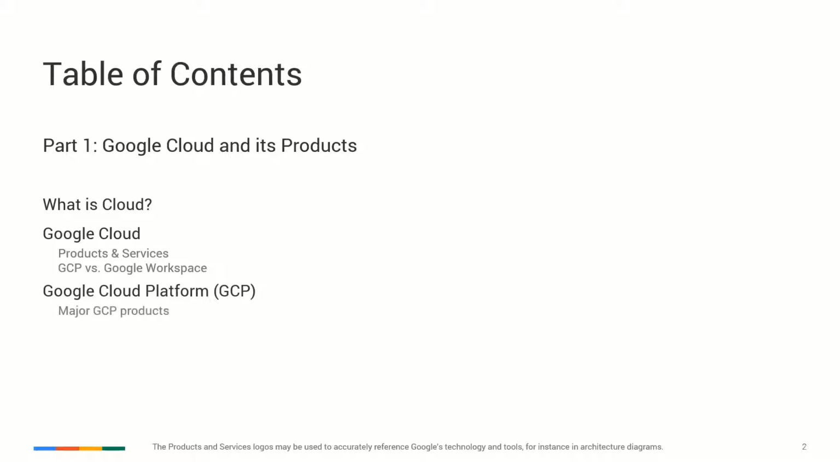We will talk about the intuition, what is cloud in general, how it can be used. Then we'll switch to the Google Cloud, its products and services. We'll discuss the difference between GCP and Google Workspace. Then we'll dig into GCP more in detail, the major products of Google Cloud Platform, and focus on two specific ones, Compute Engine and App Engine, which we're going to have demos on.